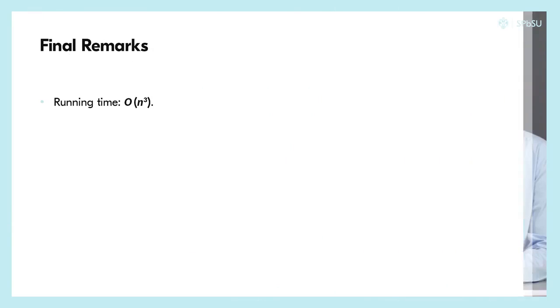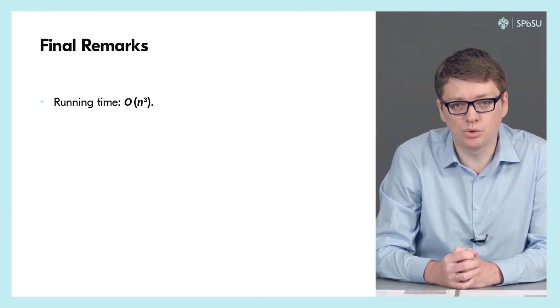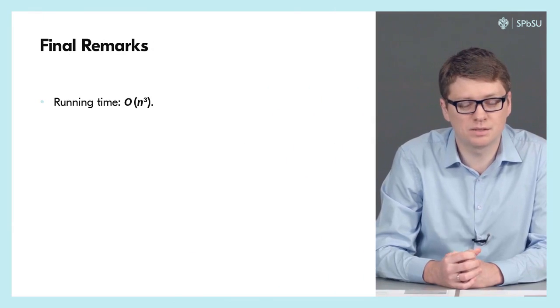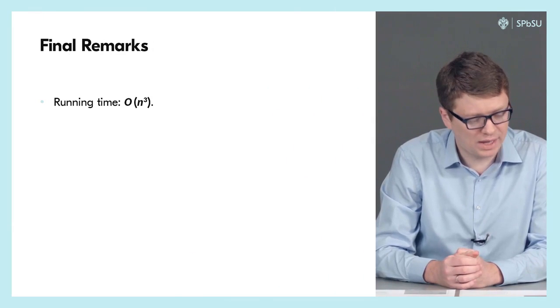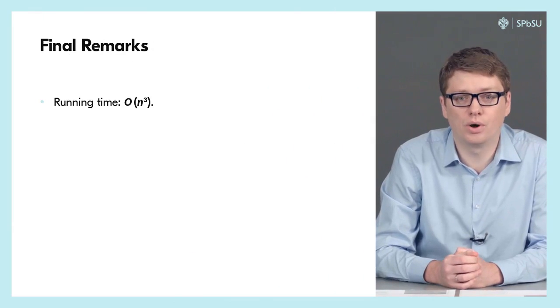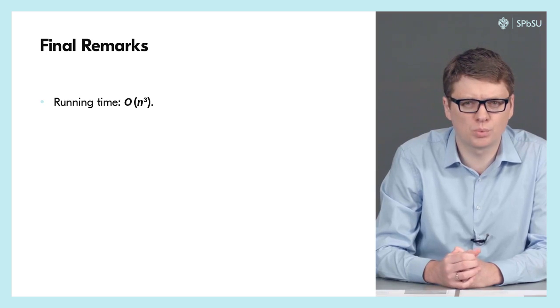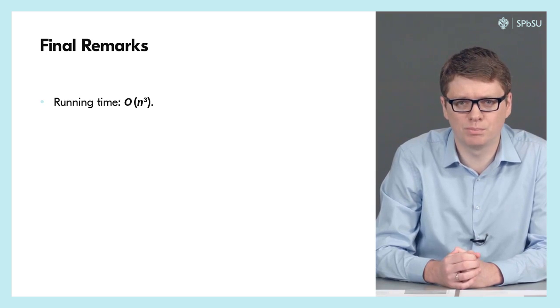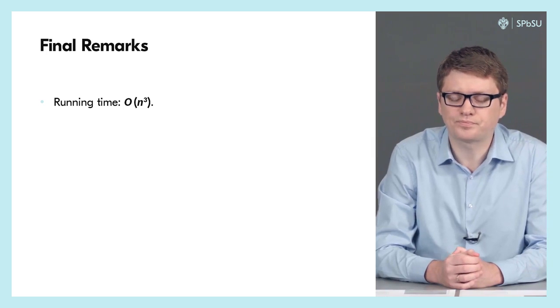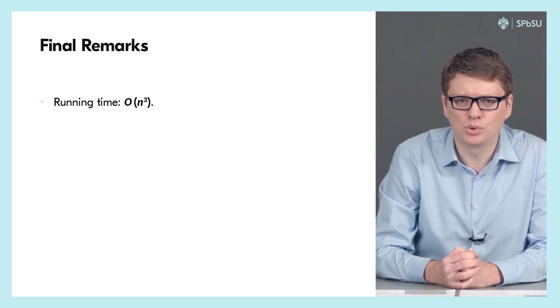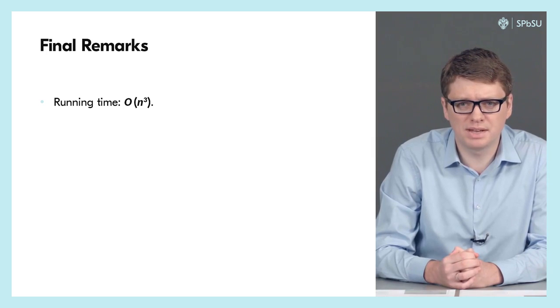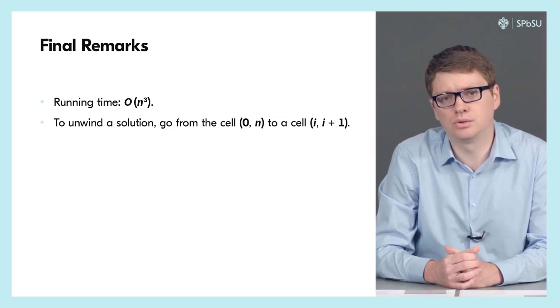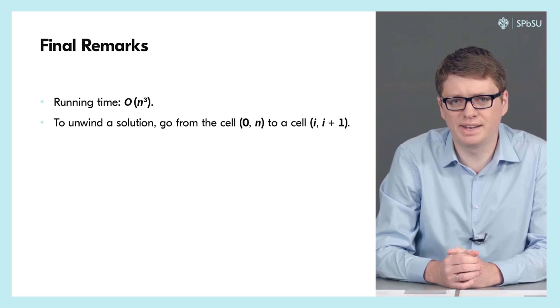So this gives us an algorithm whose running time is cubic. It is n cubed. This is basically just because we have 3 nested loops. Or put otherwise, we have n squared subproblems, and for each subproblem we need a linear amount of work to compute the result.